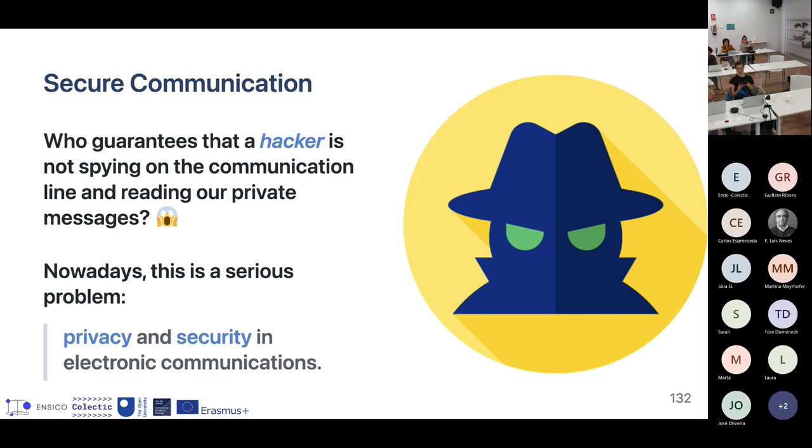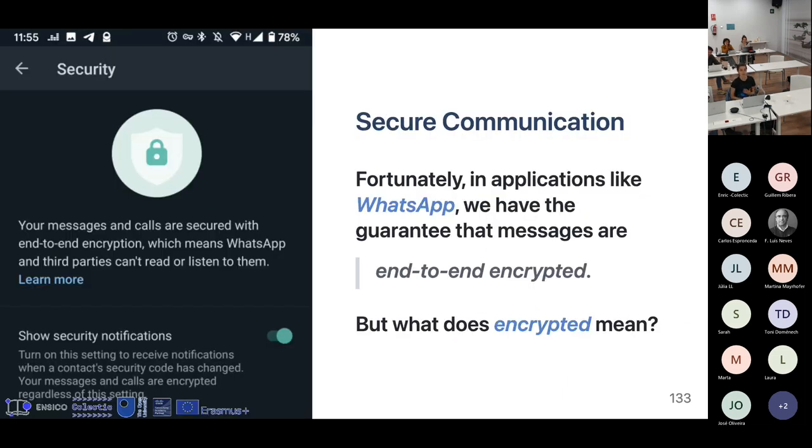So we need to have mechanisms to allow us to feel safe when we communicate using digital means. And that's what cryptography is all about. If you open WhatsApp and you go to the security info, it tells you that your messages and calls are secured with end-to-end encryption. But what does this mean? What does encryption mean? Well, we need to talk a bit about this.